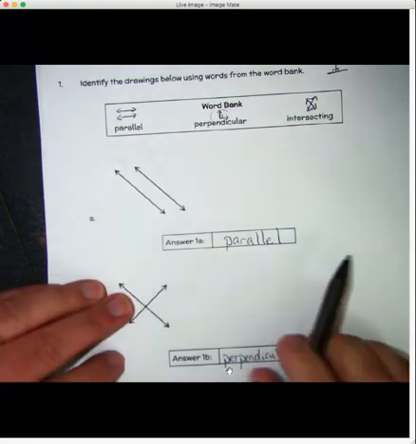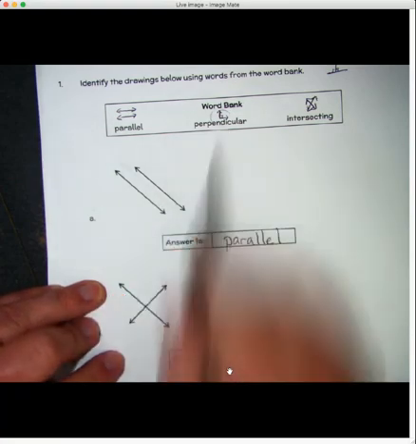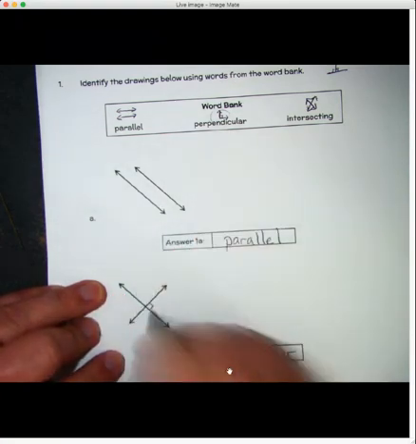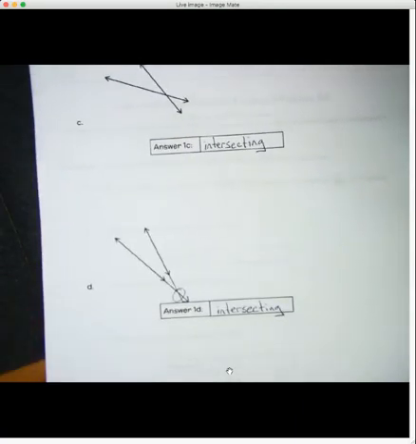So remember, for today's assignment, parallel lines never touch. Perpendicular lines make right angles where they touch. Intersecting lines, they cross, they touch, but they do not form right angles.